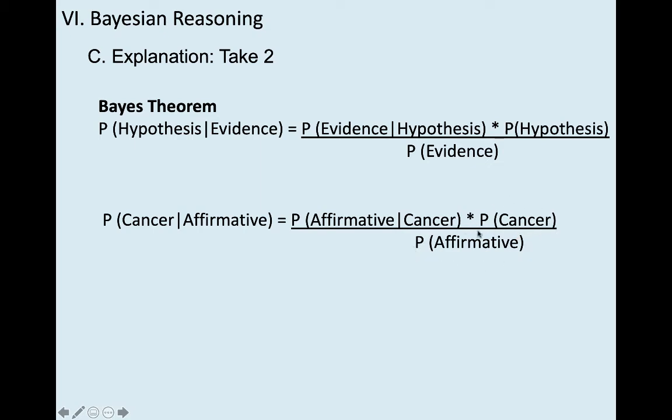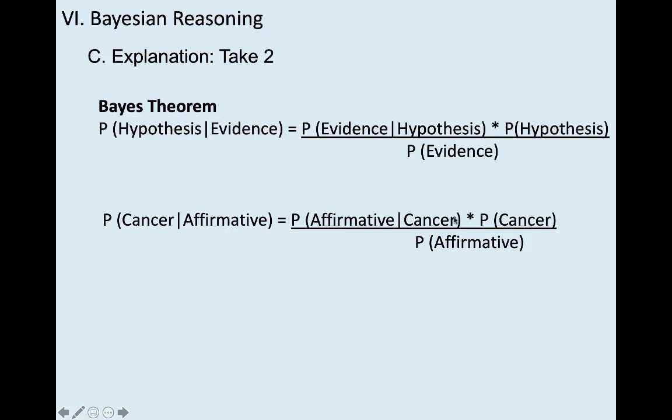This thing down here is like the total number of positive tests. It's like the probability of getting a positive test, whether you have cancer or not. So this is just like the total positive tests from people who have cancer plus the total positive tests from people who don't have cancer. So here we have the background frequency, the 0.5%. Here we have the total number of affirmative tests, which in our example with 1,000 people was 15.